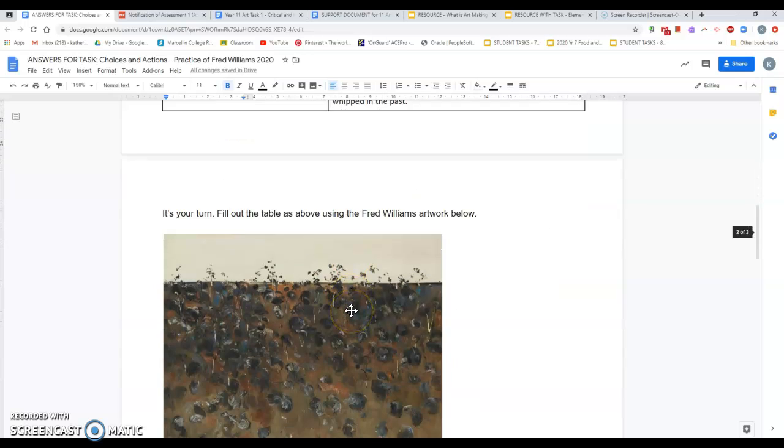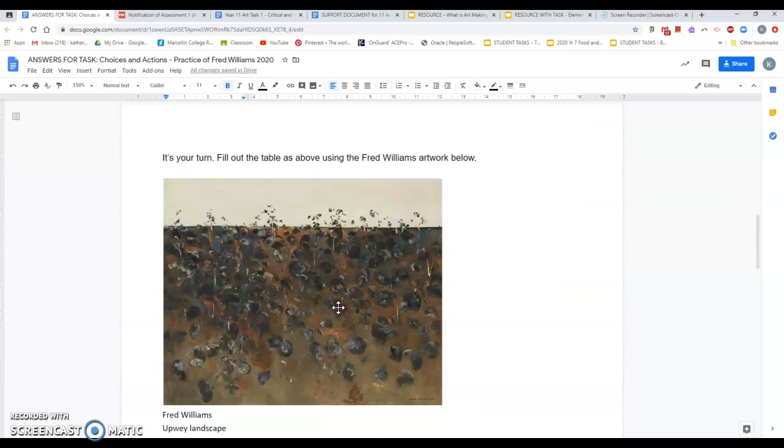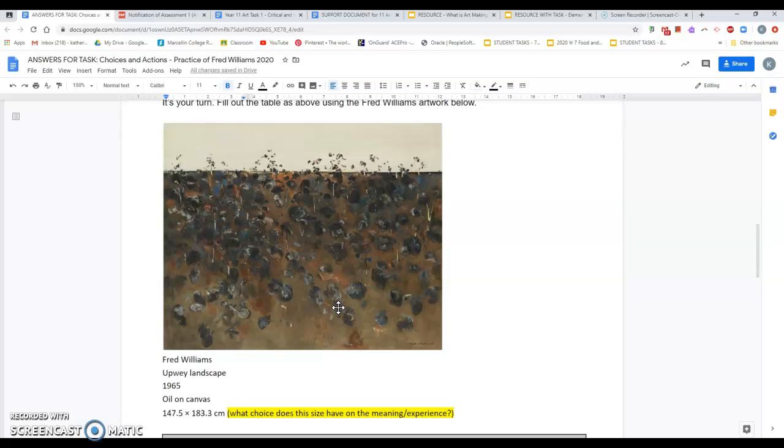Now, it was your job to do this with Fred Williams. Now, we're going to read through my answers because these answers actually form the basis of your question 3, and you'll see that in a moment. So we're talking about the fire-ravaged landscape that Fred Williams has painted or represented or suggested here in this artwork.